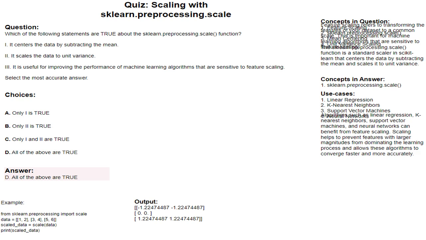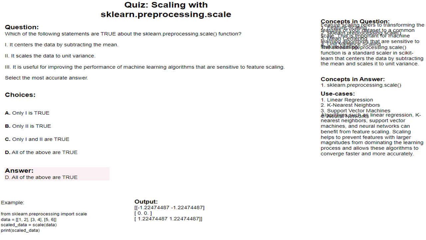By using sklearn.preprocessing.scale, you can ensure that the coefficients of features with different scales are treated equally during the learning process. Algorithms such as linear regression, k-nearest neighbors, support vector machines, and neural networks can benefit from feature scaling. Scaling helps to prevent features with larger magnitudes from dominating the learning process and allows these algorithms to converge faster and more accurately.